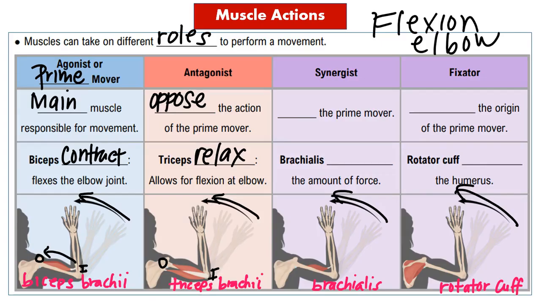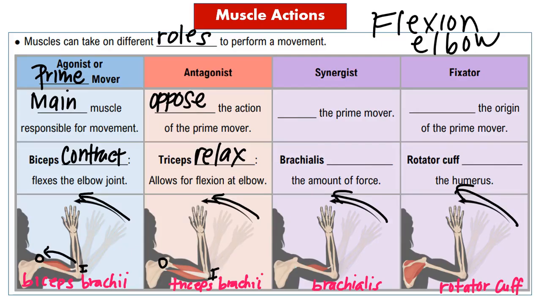In order to allow that forearm to get closer to the origin for a shoulder, for that biceps brachii, we need to have another muscle that's doing the opposite action, which is relaxing. That's where the triceps is going to come in. So you need both these muscles in order for that movement to happen. Now let's talk about what else, okay?